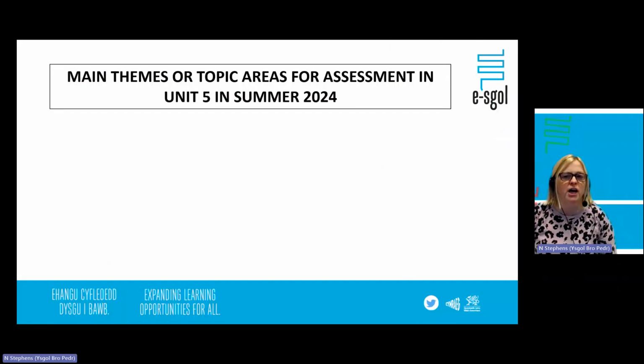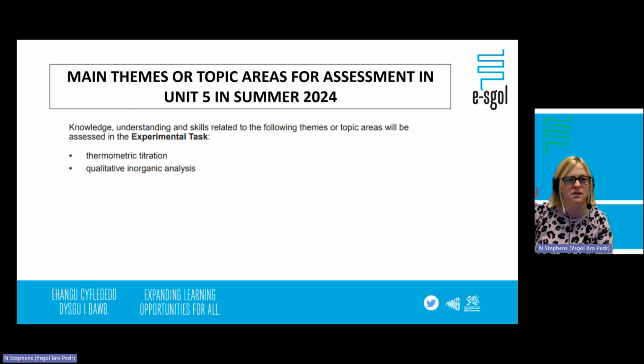So this hopefully has been shared with you already by your teachers or your tutors in your establishments, so your schools or your colleges. So we now know that the experimental task, that first task in May, is going to be based upon a thermometric titration, as well as a qualitative inorganic analysis. So the two practical, physical aspects of that assessment for Unit 5 will be based on those two.